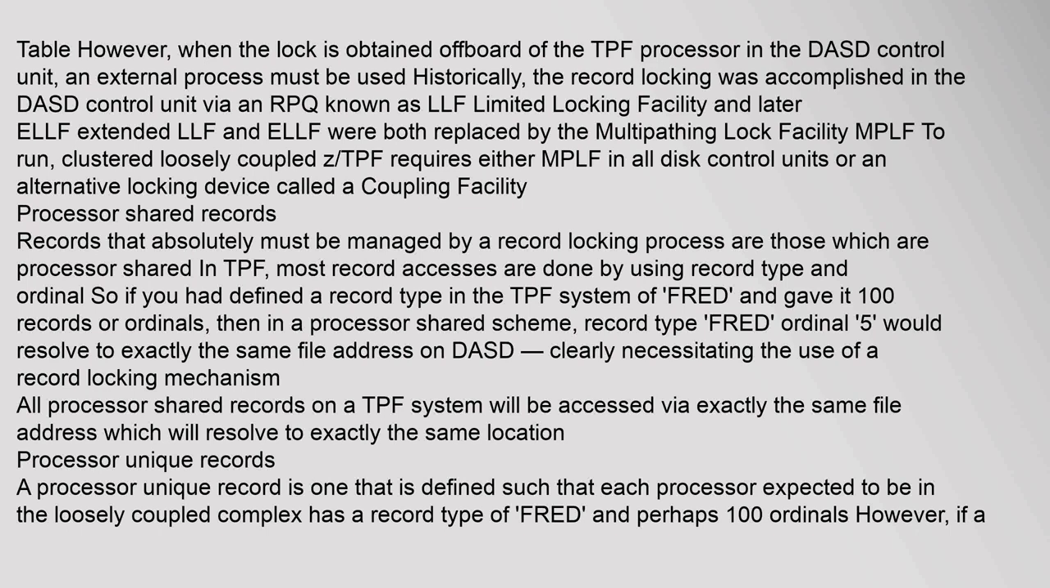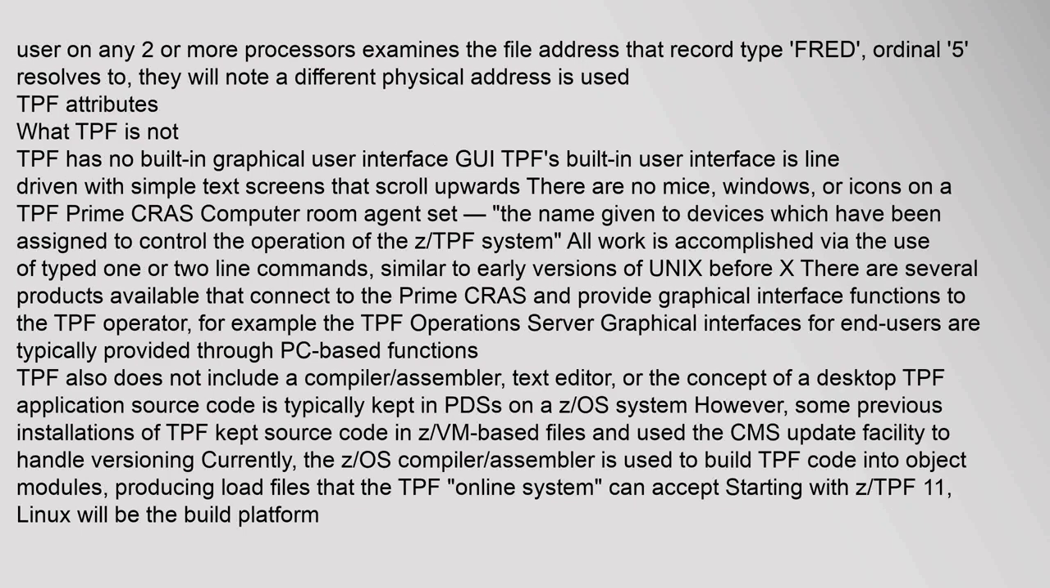So if you had defined a record type in the TPF system of Fred and gave it 100 records or ordinals, then in a processor shared scheme, record type Fred ordinal 5 would resolve to exactly the same file address on DASD. If a user on any two or more processors examines the file address that record type Fred ordinal 5 resolves to, they will note a different physical address is used.